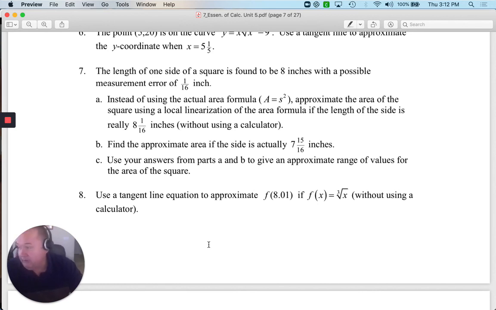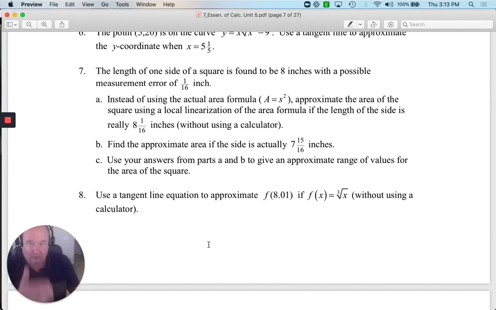So to do this, we're going to create a tangent line out of this. So how do I create a tangent line? The length is really 8 1/16, so I'm going to pick one that's close. I'm going to use 8 because it's close. So if s is 8, then the area is 64. So I have 8 and 64, because 8 is close to 8 1/16, and I'm using that to approximate.